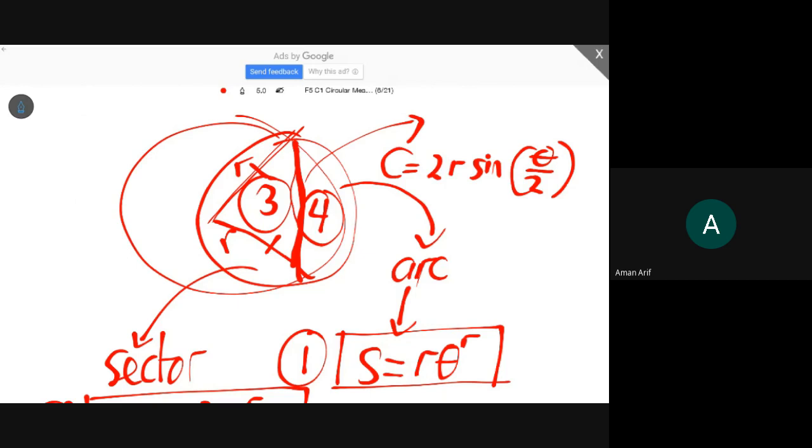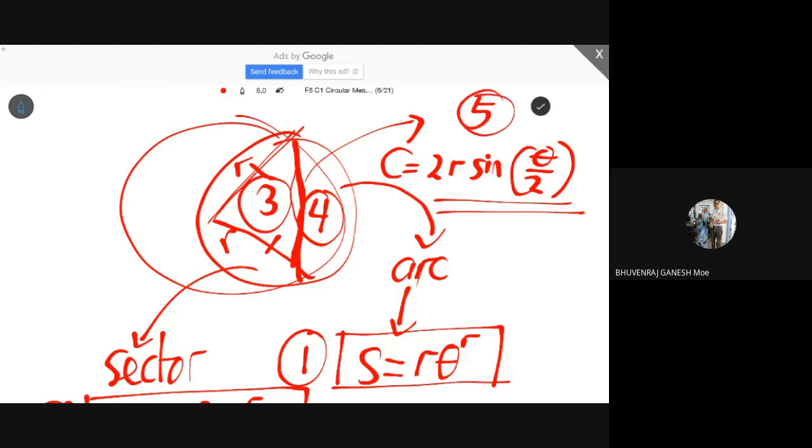Siapa-siapa pernah nampak tak formula ni? Seen lah? Oh, some people never see. So, try to remember lah. This formula not provided lah. Tak diberi dalam kertas exam kamu. So, kena ingat. Okay, so that's one more formula. So I rasa total, this is the fifth one, kelima.